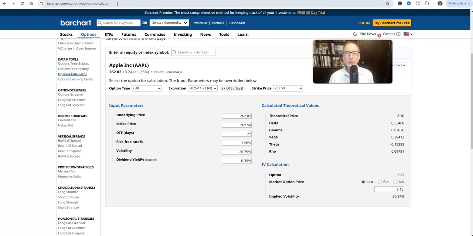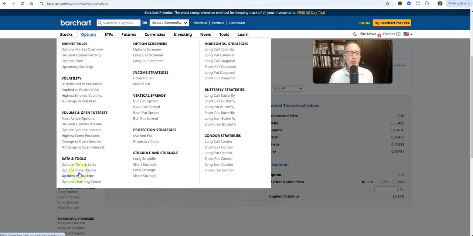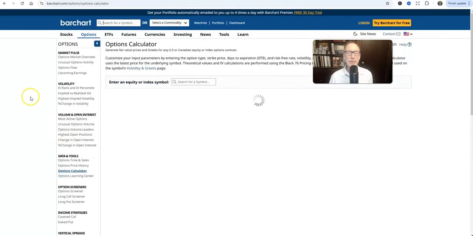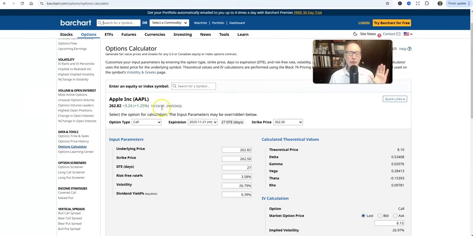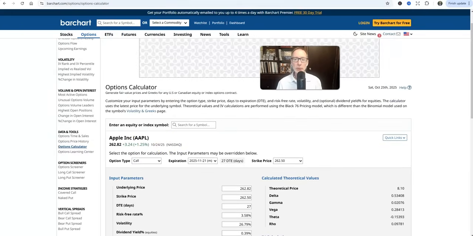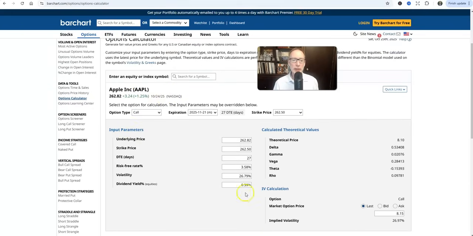Barchart.com, free website. Go to barchart.com, click on the options tab here, and open up the options calculator, okay? Now, Apple defaults in here. I want to show you how these numbers work. Here's the inputs on the left. This is how option calculators work. Inputs on the left, outputs on the right. Now, you can see theoretical price, that's what the price is, and here's your delta, and here's your theta. So it lists all the Greeks.